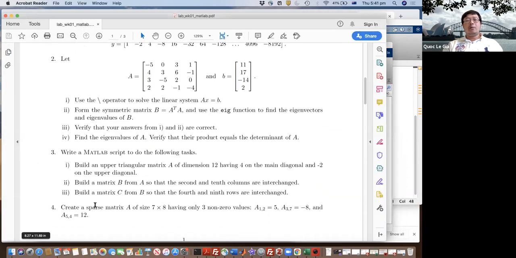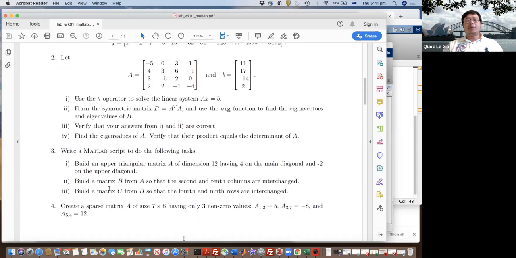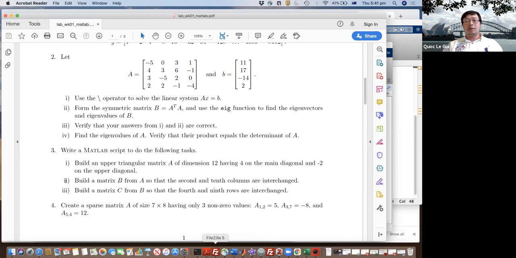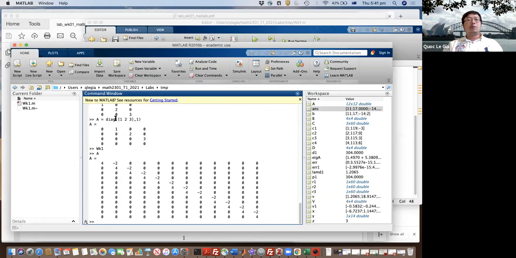And now, how to build a matrix B from A so that the second and the 10th column are interchanged? So you swap the second and the 10th columns of the matrix A. Second and the 10th, so how do we do that?